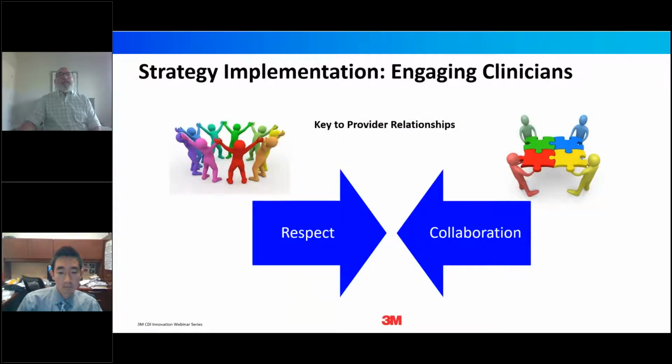So as with anything else you do, if you don't have the clinicians on board, it's not going to be very successful. So one of our strategies was engaging the clinicians, and it was all around respect and collaboration. We definitely wanted that to be the driving factor when we engage. And like I said, we had the luxury of having provider champions from all the service lines that we could tap into, as well as senior clinical leadership being supportive.